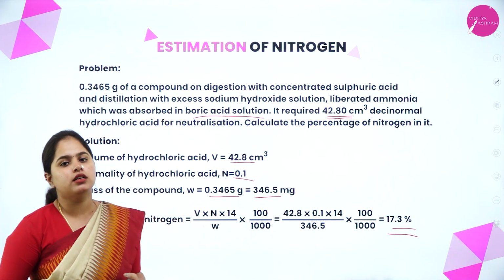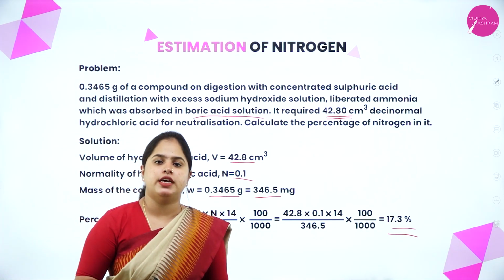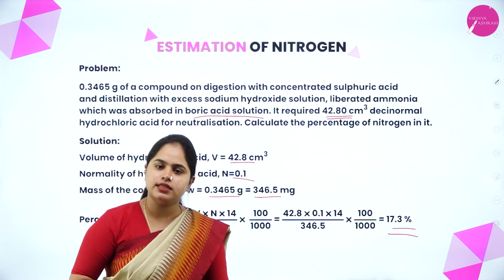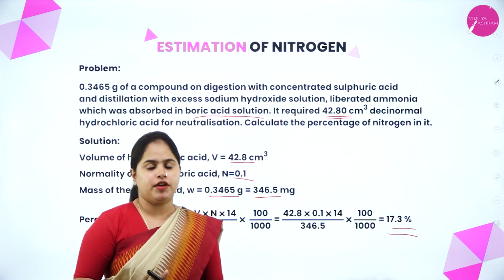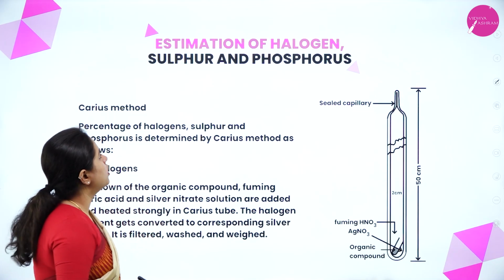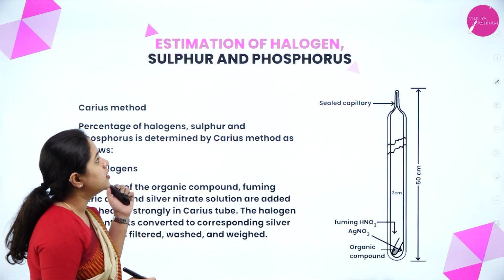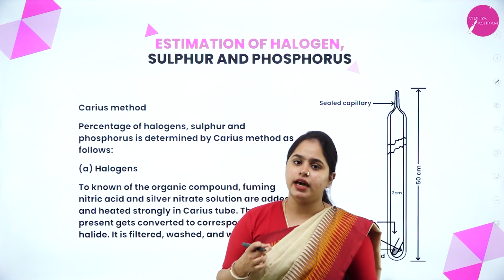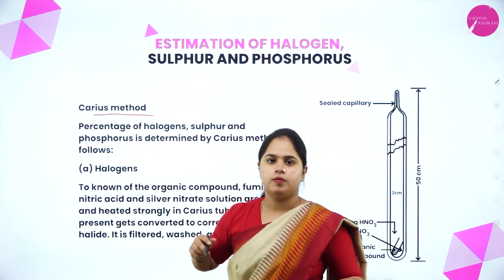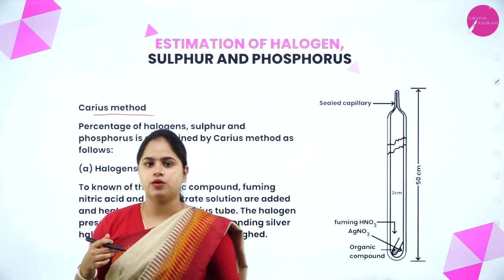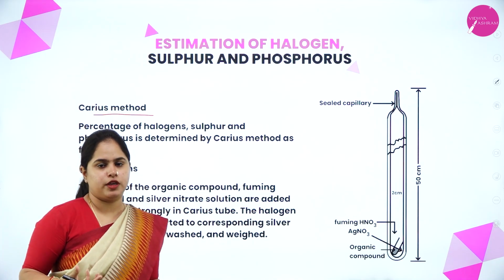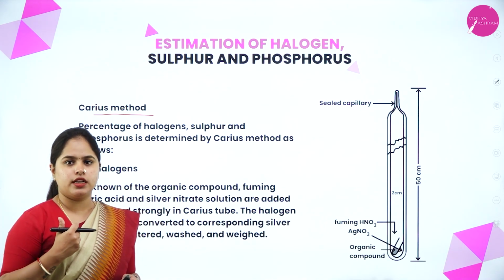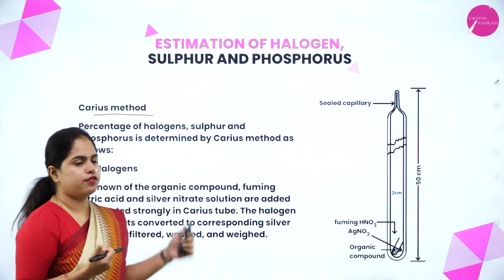So these are the two methods for the estimation of nitrogen. The first one was Dumas method and the second one is Kjeldahl's method. So that is about the quantitative analysis of nitrogen. Now moving on to the quantitative analysis of halogen, sulfur and phosphorus. This is done using Carius method. All these three can be determined using Carius method. A Carius tube will be used here, and based on the different reagents we use, we get the quantitative analysis of halogen, sulfur and phosphorus.